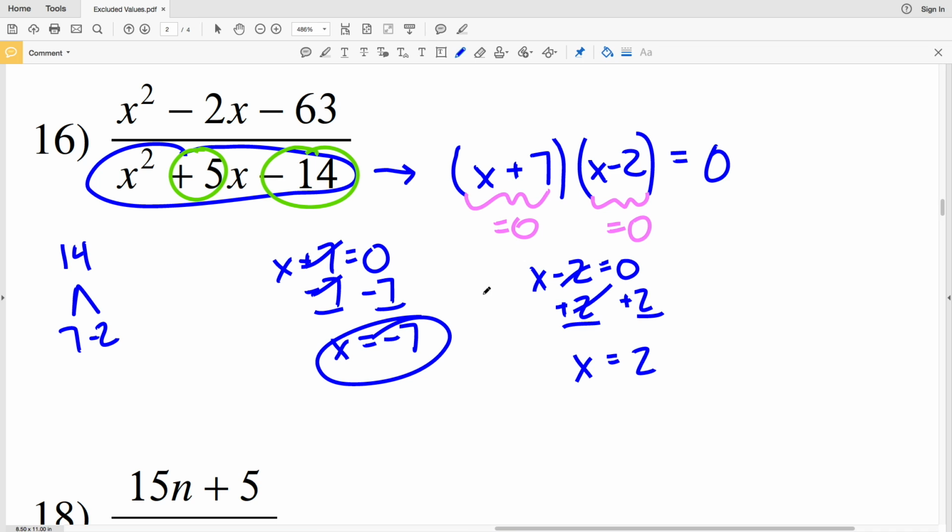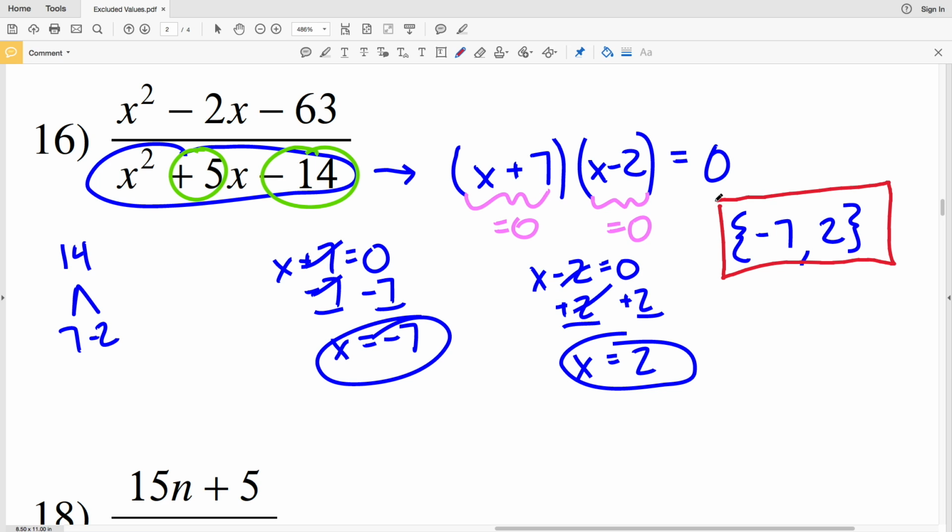So if x is negative 7, negative 7 plus 7 is 0, and 0 times any quantity is 0. When x is equal to 2, x plus 7 will be multiplied by 2 minus 2, which is 0, and 0 times any quantity is 0. Therefore, my excluded values in number 16 are negative 7 and 2. When x is equal to either of those, our denominator will be 0, and we cannot solve when dividing by a 0.